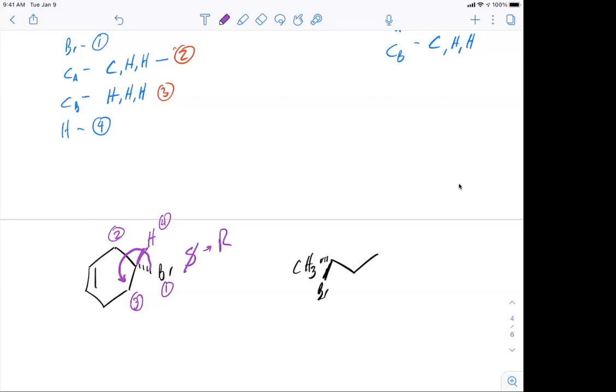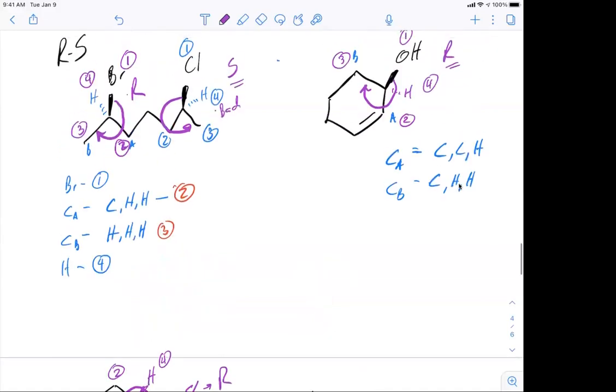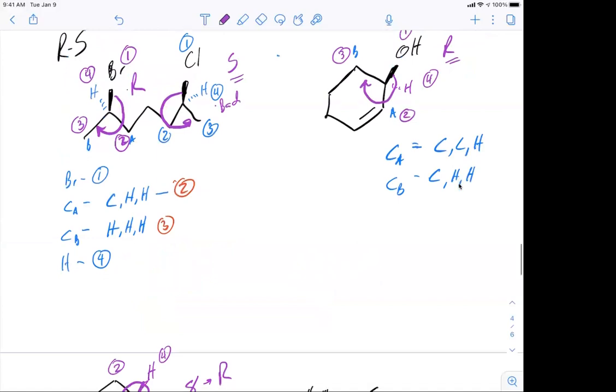So if your lowest priority is pointing at you, then what you can do is reverse it. So if you find S, check your lowest priority. If your lowest priority is forward, then you're on the wrong side of the paper. If your lowest priority is back, then you're on the right side of the paper. You're looking at the molecule the right way.